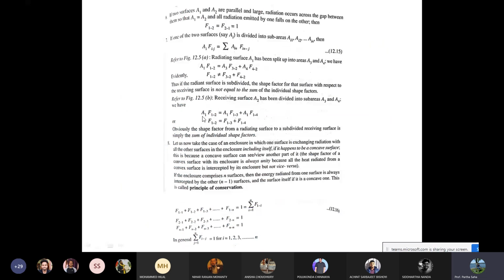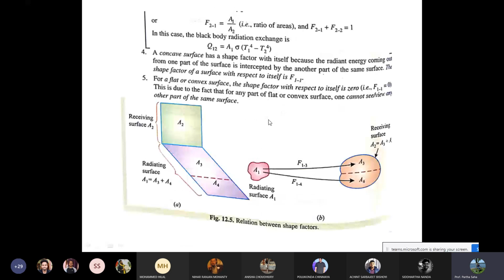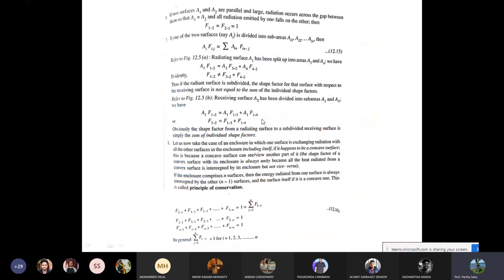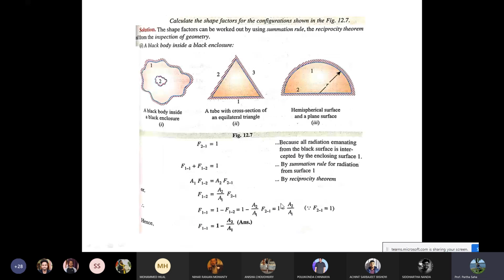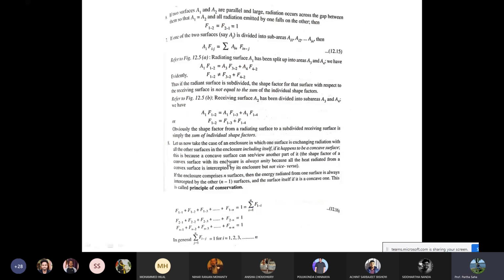So now A1 F12 will be A1 F13 plus A1 F14. The original surface remains the same, only the view factor is going to change. So for this case, F12 will be F13 plus F14, because the original surface remains constant. So obviously the shape factor from a radiating surface to a subdivided receiving surface is simply the sum of the individual shape factors. So actually we can write this principle of conservation.